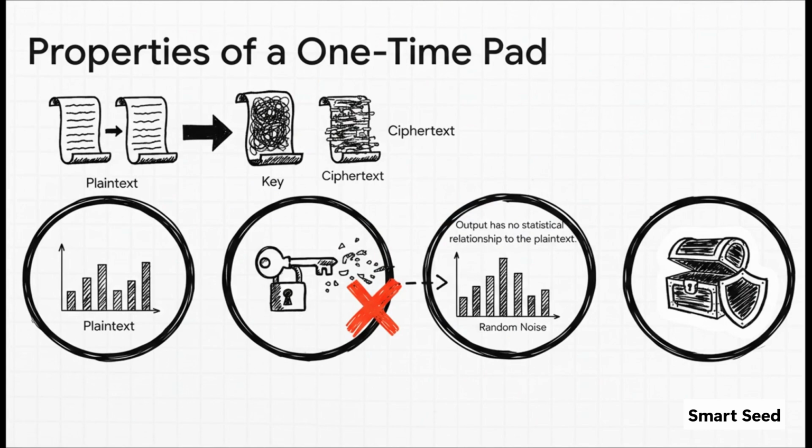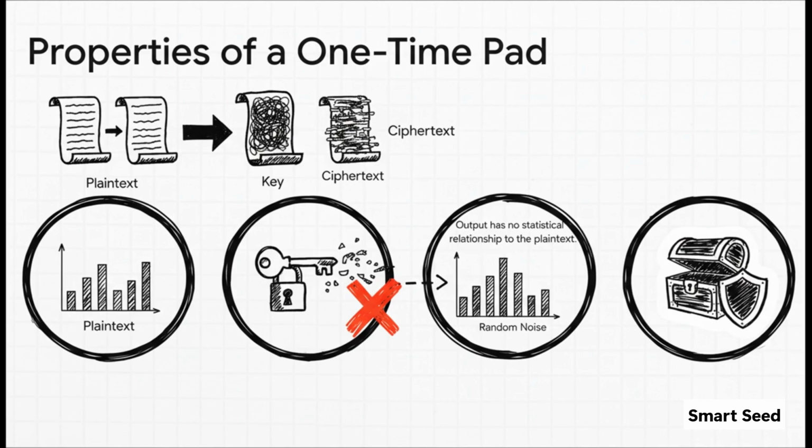So, what makes it so perfect? A few critical things. First, the key isn't a simple number. It's a string of completely random characters, and it has to be just as long as your message. Second, and this is the absolute golden rule, you use that key once and only once, for one message. Then it's gone. You never, ever reuse it.